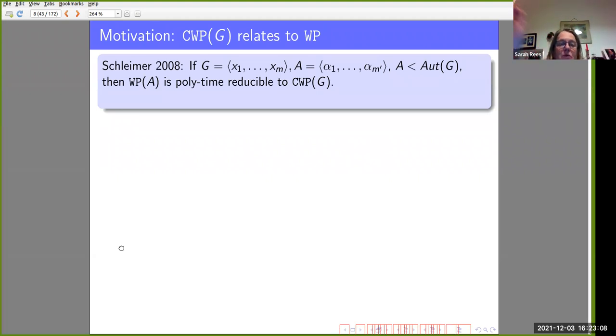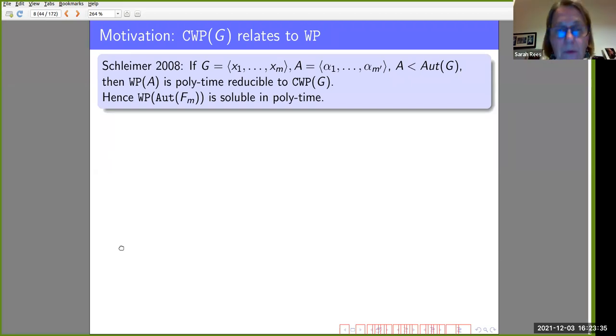So why are we interested in this? Well, Schleimer proved in 2008 that if you have a finitely generated group G and a finitely generated subgroup of its automorphism group, then the word problem for this subgroup can be reduced in polynomial time to the compressed word problem for G itself. Using this result, it was proved that the word problem for the automorphism group of the free group is soluble in polynomial time.